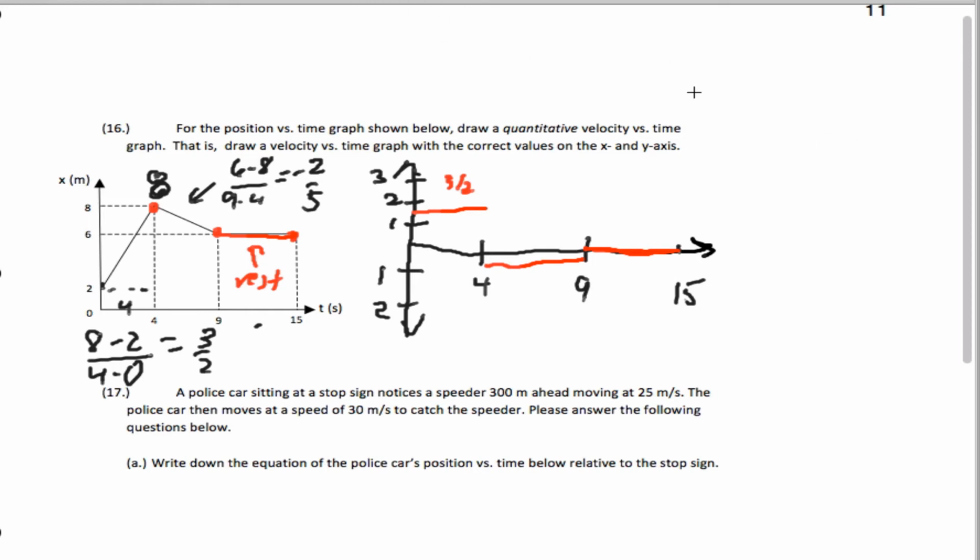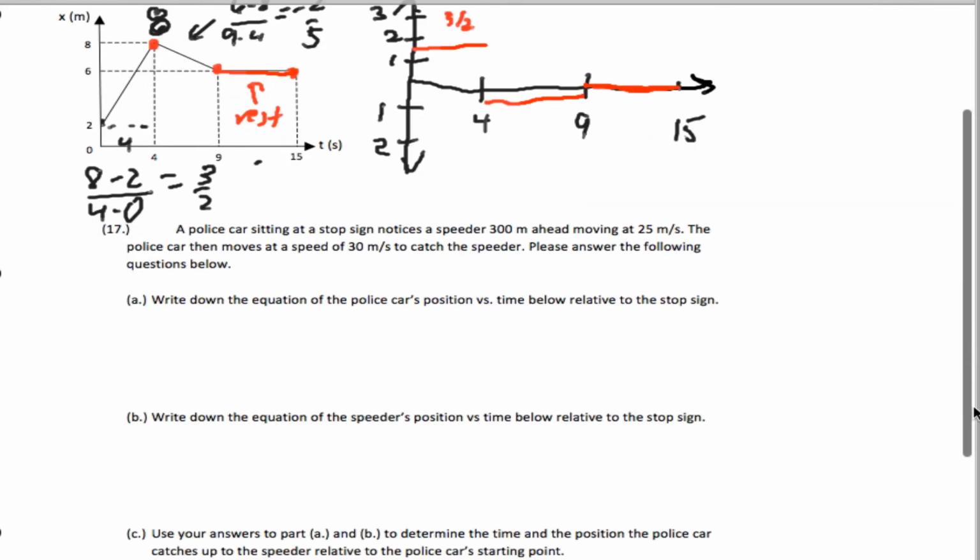Now, for problem number 17, we're going to go ahead and solve it. A police car sitting at a stop sign notices a speeder 300 meters ahead, moving at 25 meters per second, and the car is already moving at 30 meters per second to catch the speeder. So here we go. I have the police car here, the speeder is at 300 meters, the police car's here, the speeder's here, and I'm going to write down equations for both.